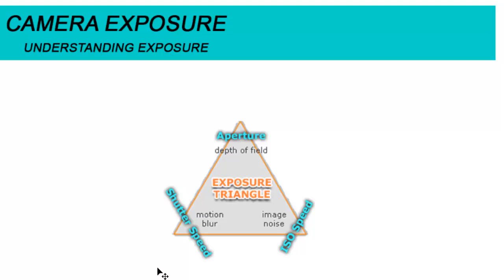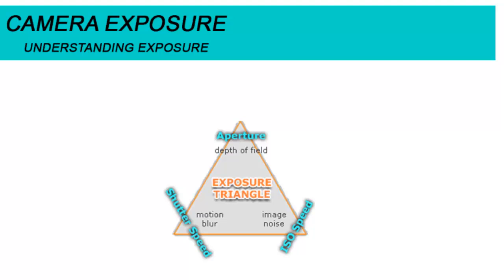Camera exposure. A photograph's exposure determines how light or dark an image will appear when it's being captured by your camera. Believe it or not, this is determined by just three camera settings: aperture, ISO and shutter speed, the exposure triangle. Mastering their use is an essential part of developing an intuition for photography.